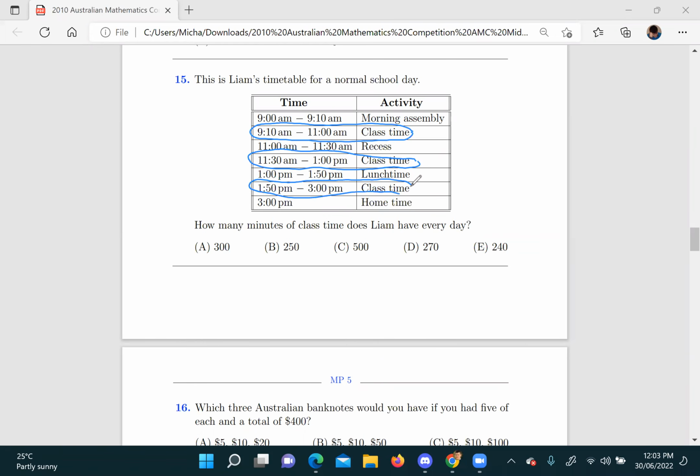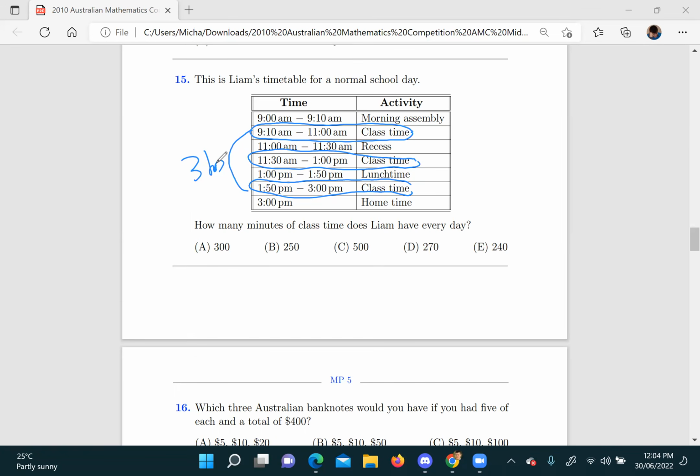Okay, there's lots of ways to do this, but I think the fastest way is to pair these two up, yeah? Because then you get 2 hours minus 10 minutes plus 1 hour plus 10 minutes, right? So the 10 minutes cancel, so it's 3 hours. Okay? And that's 180 minutes. 1 hour is 60 minutes.